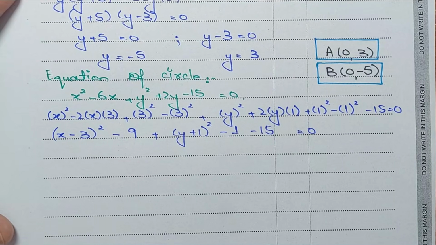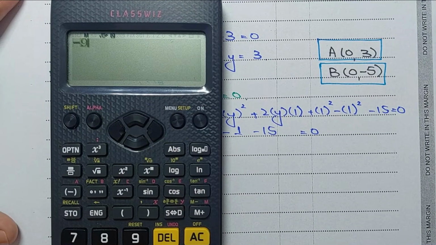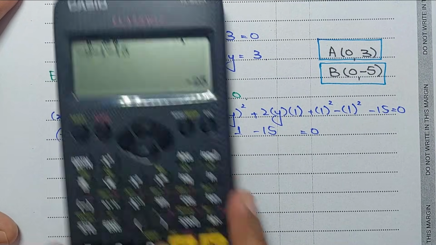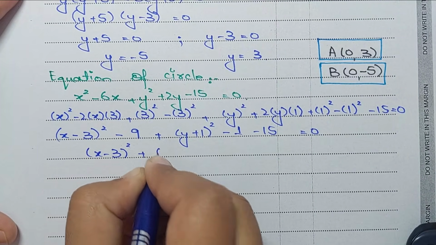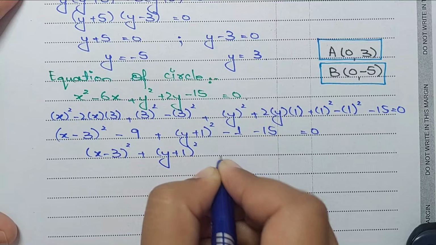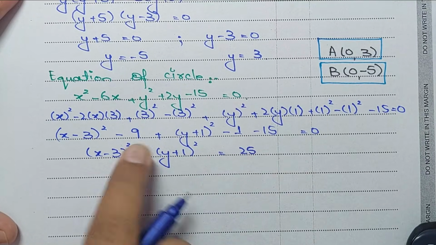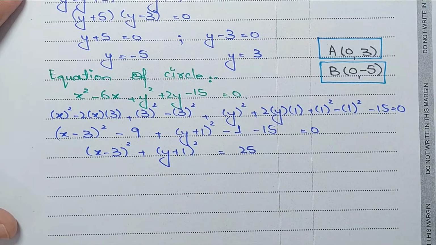Minus 1 minus 15 minus 9 is minus 25. X minus 3 whole square plus y plus 1 whole square equals to positive 25, as we move the terms to the right side.